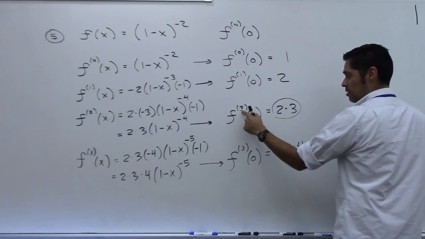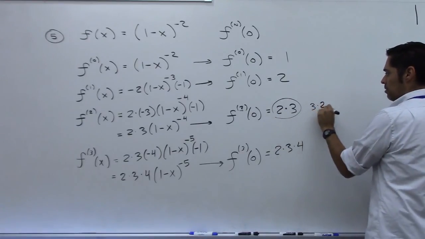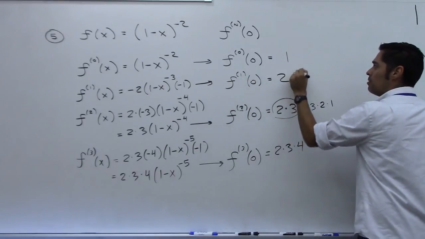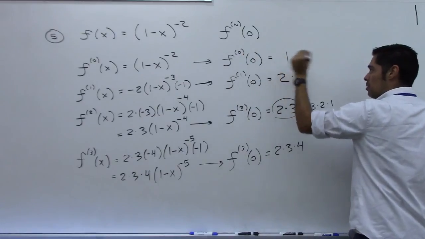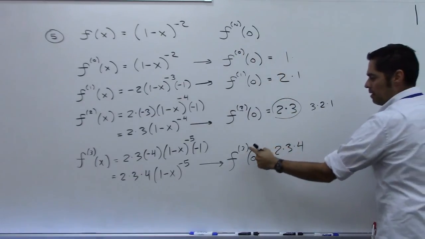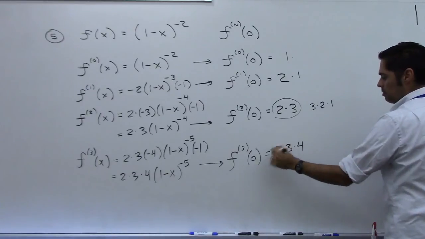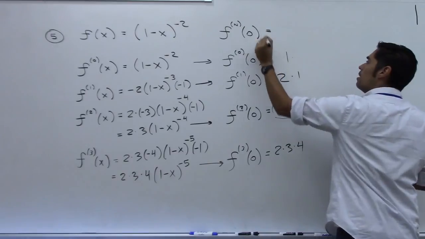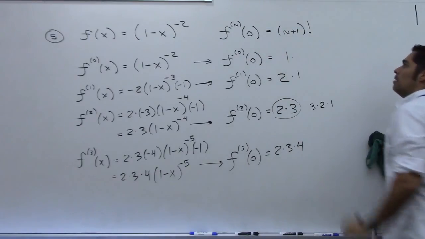So this, if we take 2, add 1, we get 3. This is 3 factorial. It's really 3 times 2 times 1. If we take 1, we add 1, we get 2. 2 factorial is 2 times 1. If we take 0 and add 1 to that, we get 1, and 1 factorial is 1. This one right here, if we add 1 to 3, we get 4. 4 factorial is 4 times 3 times 2 times 1. So this is correct. We see the pattern, hopefully. So what this will be is n plus 1 factorial.